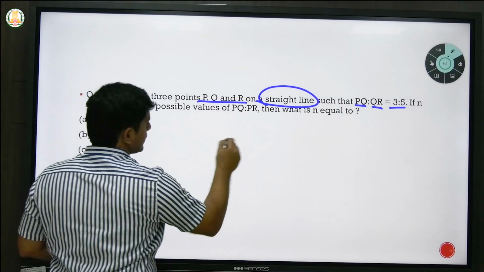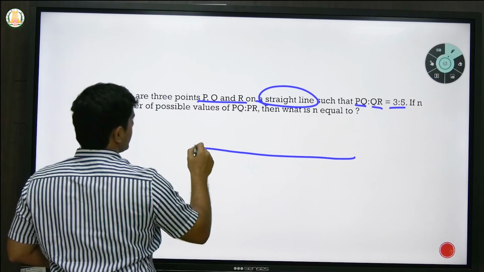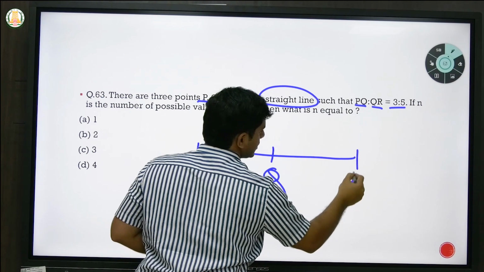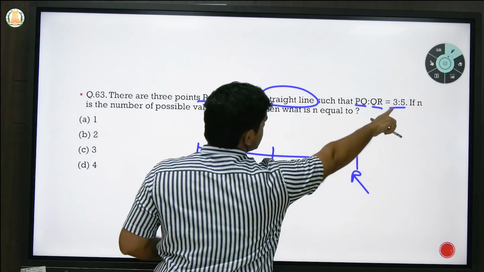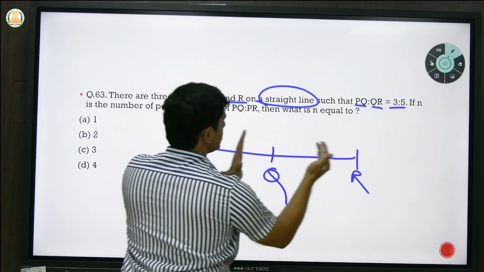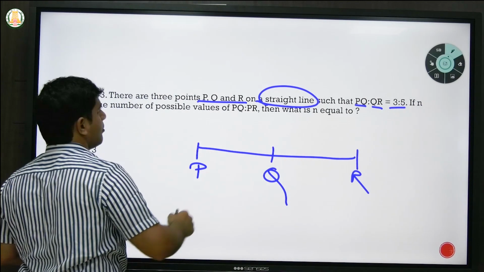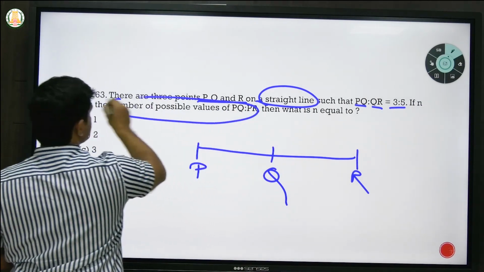So basically what he says is there is a straight line and there are 3 points P, Q, R. Let's say P is here, Q is here and R is here. So he's saying PQ is to QR is 3:5. I mean the length of PQ and the length of QR are in the ratio of 3 times and 5 times. But again he's saying if n is the number of possible values of PQ is to PR.